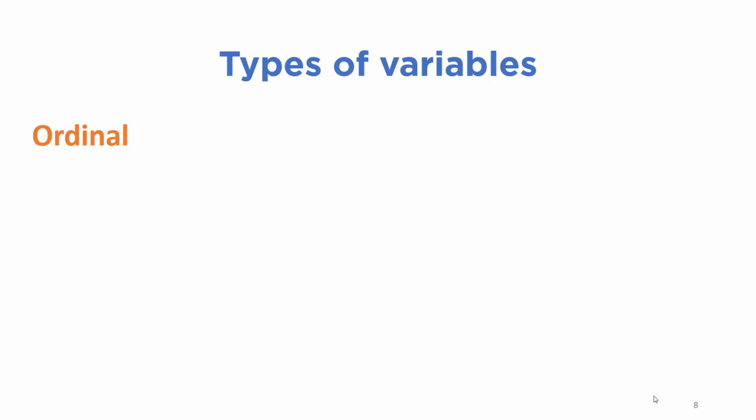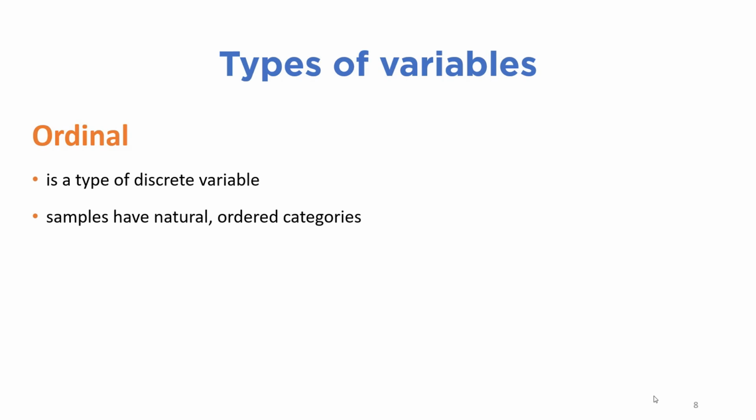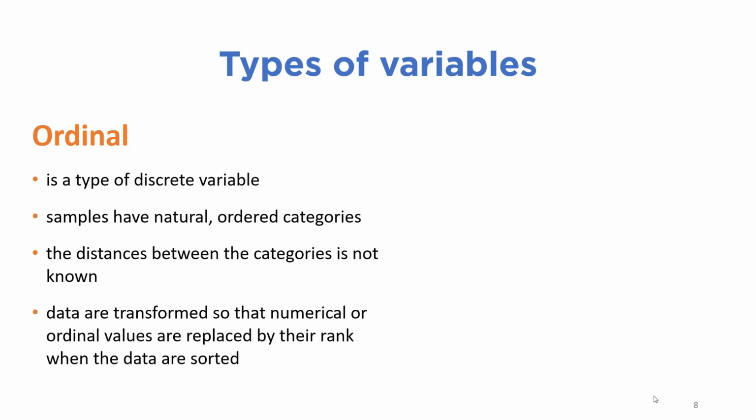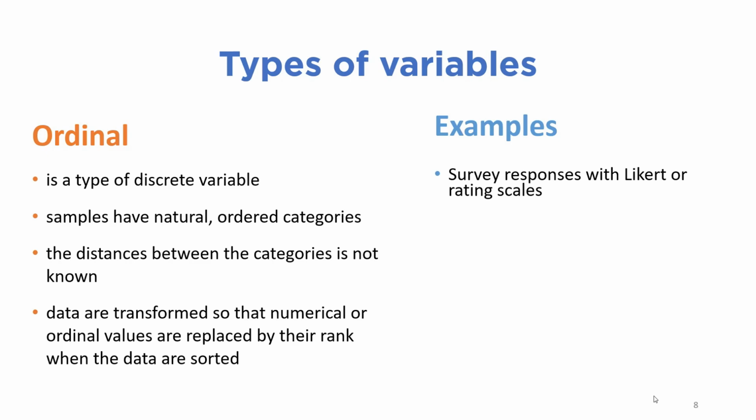So another type of variable, or it sort of falls into the discrete category, is ordinal. Here we have ordered categories. The distances between categories are not necessarily known, so it's not discrete in that way. But the data can be transformed so that numerical ordinal values will be replaced by their rank when they're sorted. So often with ordinal data, you're thinking about non-parametric testing, which I'm going to talk about later, with ranks.